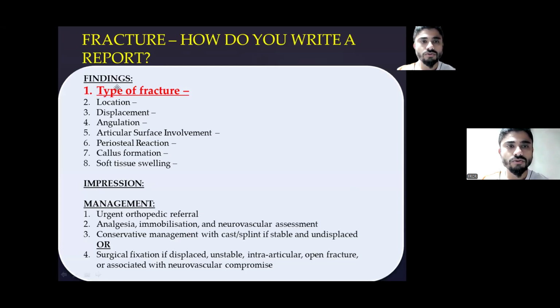So this is how you are going to describe a fracture in your final FRCR part 2 shorts examination. In findings, you need to describe the type of fracture, the location of the fracture, whether there is any displacement, whether there is any angulation and what type of angulation it is, and whether there is articular surface involvement. We'll discuss why we call it articular surface involvement and not joint involvement. Then, associated periosteal reaction, yes or no. Is there any callus formation, yes or no. Is there any soft tissue swelling. Then give a brief impression: what kind of fracture you are seeing and where it is located. And in the management, we are going to discuss what you need to write.